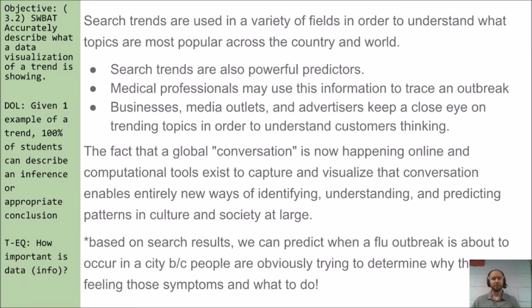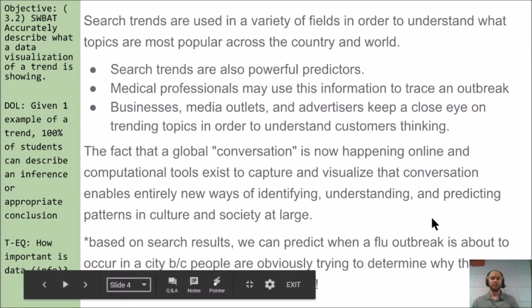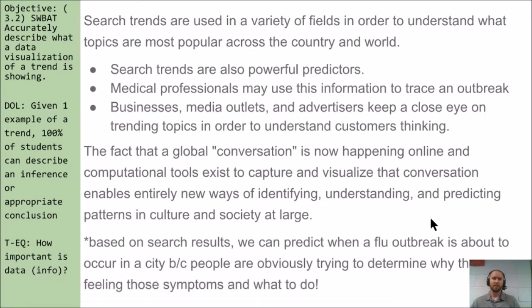So as a bonus optional Think Write Share, tell me the difference between a regular trend and a historical trend. Search trends are used in a variety of fields in order to understand what topics are most popular across the country and world. You can probably already see what the benefits of that would be. It says here that search trends are also powerful predictors.